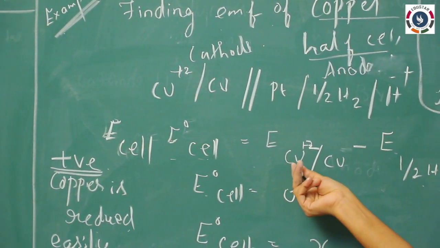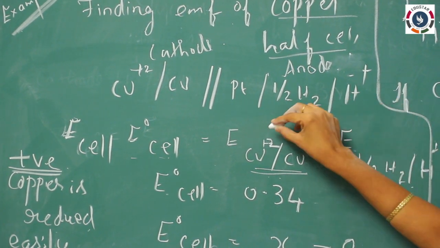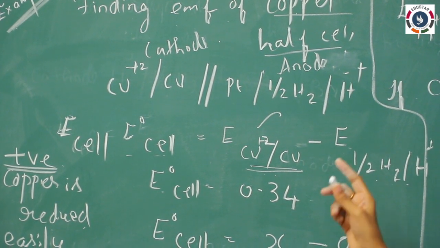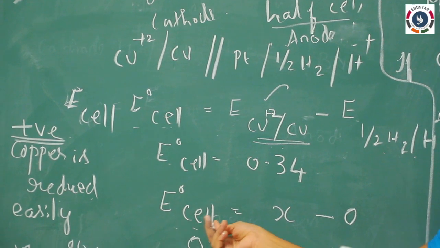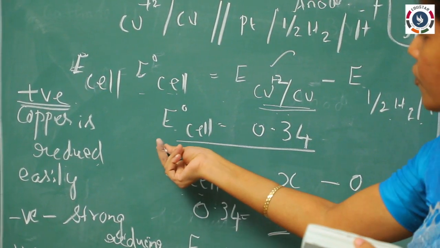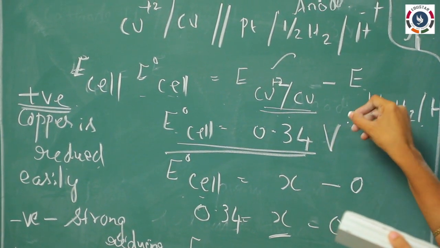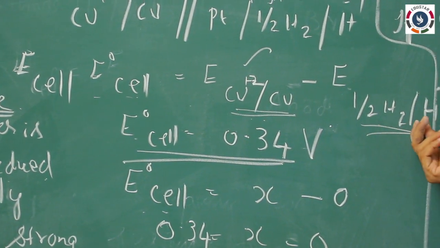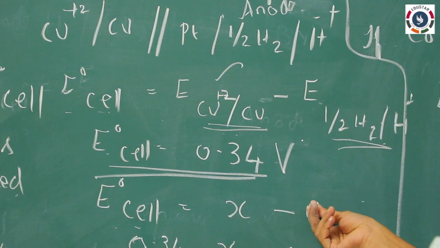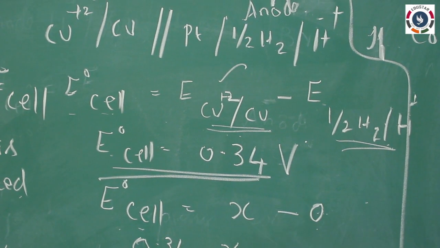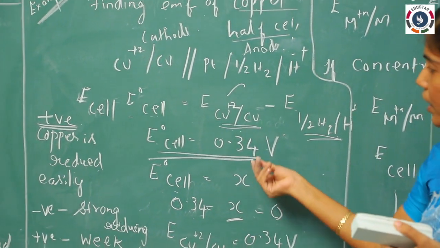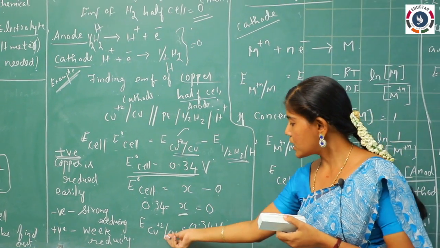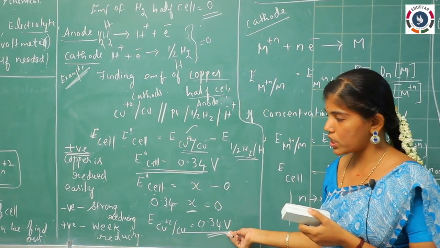So what is the electrode potential of copper? That we have to find out. E of cell is 0.34 volt. We have to find it through the voltmeter. After finding everything, we have fixed the hydrogen electrode as 0. The value of the hydrogen electrode is 0. So we are getting the EMF of copper as 0.34 volts.